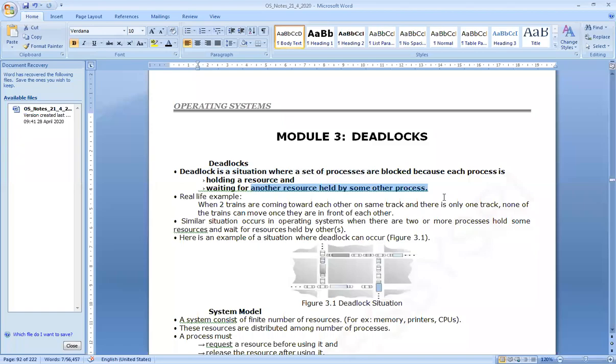If I take a real-time example to explain a deadlock situation, two trains are coming towards each other on the same track. There is only a single track, but the two trains are coming in opposite directions, and they can't go anywhere. That leads to a deadlock situation. This we can give as an example of a deadlock in real time.